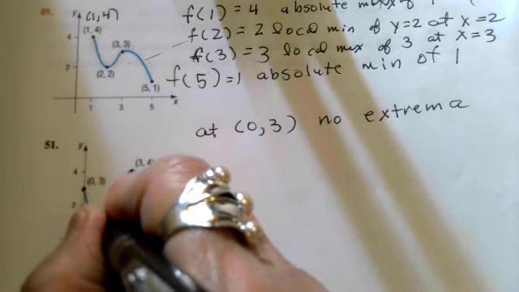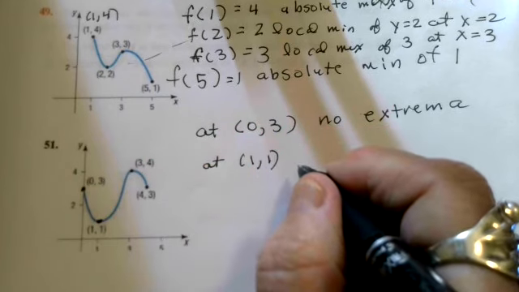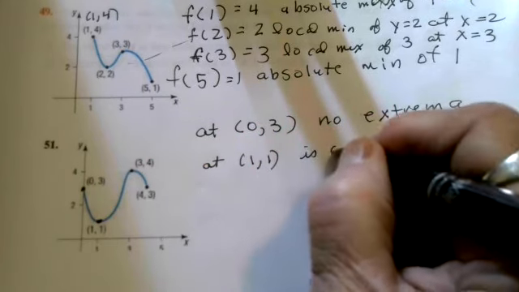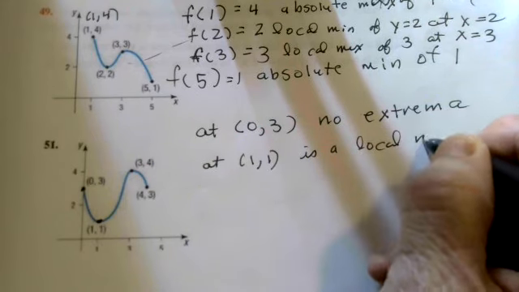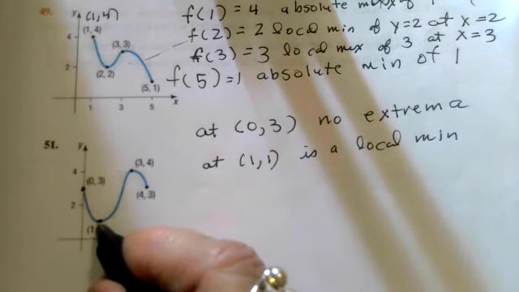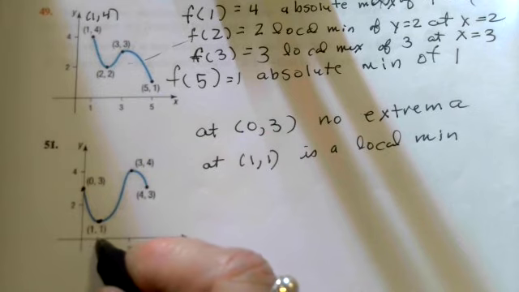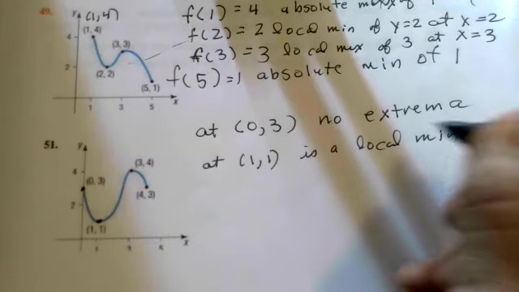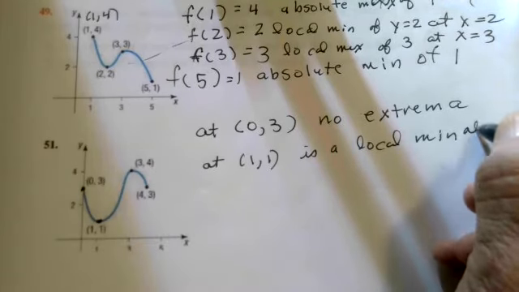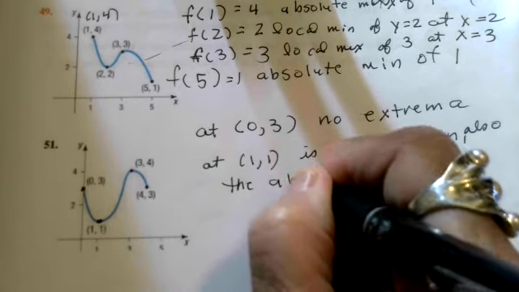Now here at 1, 1, well, it's a local min. Because you see when you're down here, the y value is lower than the y values to the left and to the right. Is it the lowest point on the graph? Yes, so it is also the absolute max. I mean, absolute min.